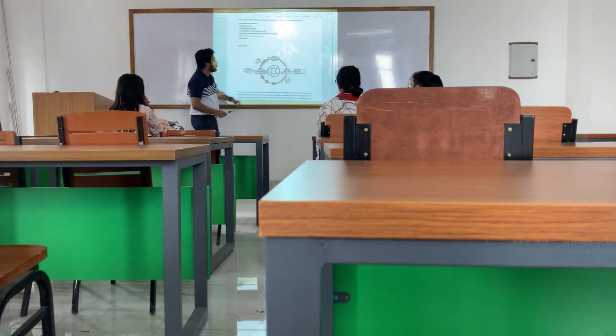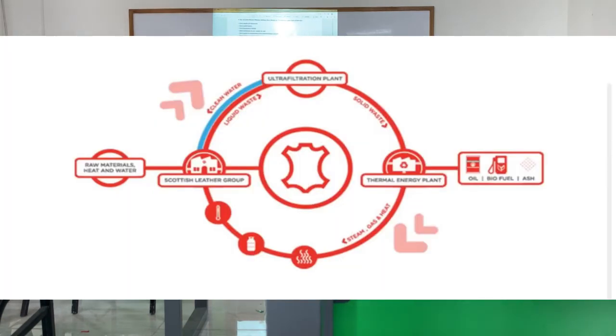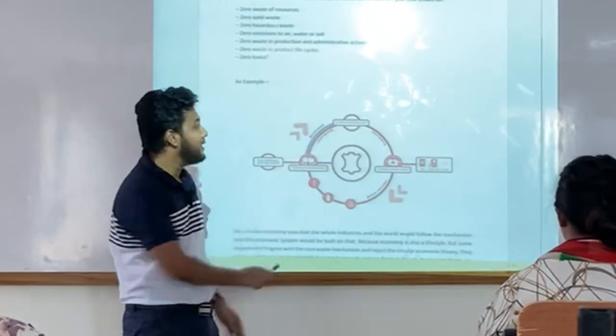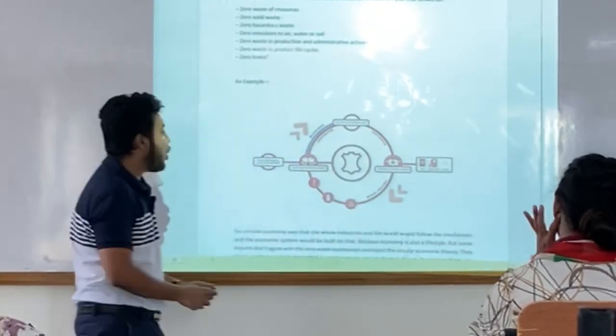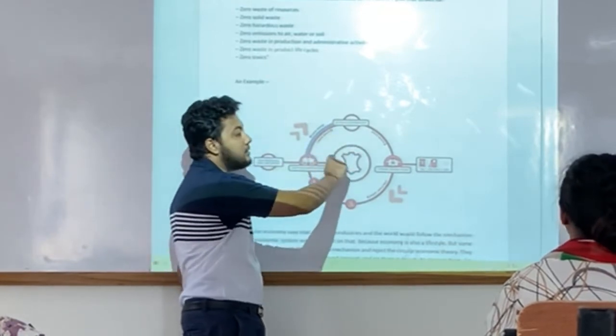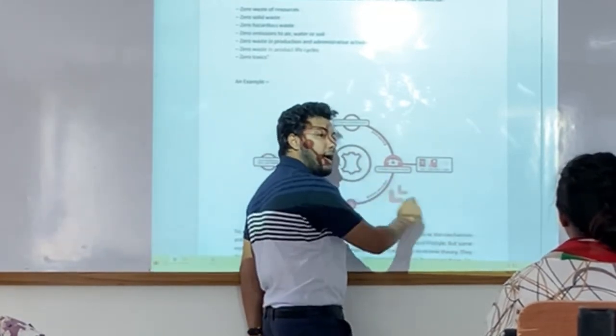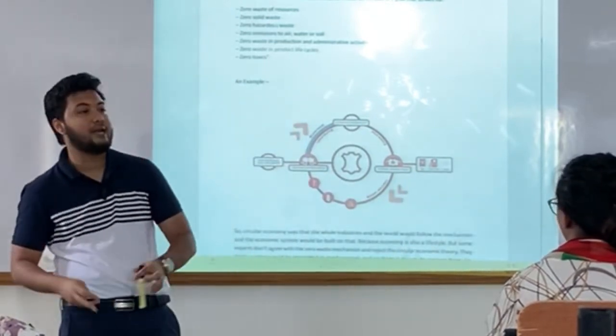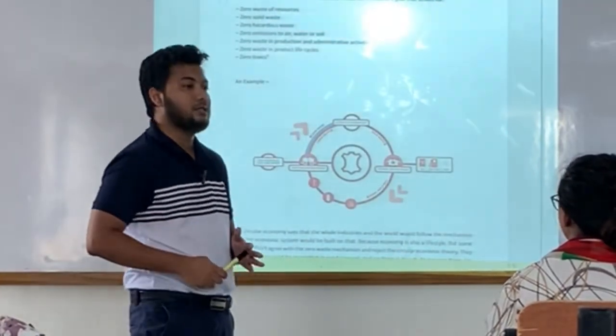So you can see that whenever any waste is produced, it is being managed. So that's why it won't be waste, and there will be no wastes. That is why this is known as zero waste. All of these are one kind of economic activity, right? Ultrafiltration plants, producing biogas, bio oil or whatever, then using it. So our whole economic activity will be based on this.